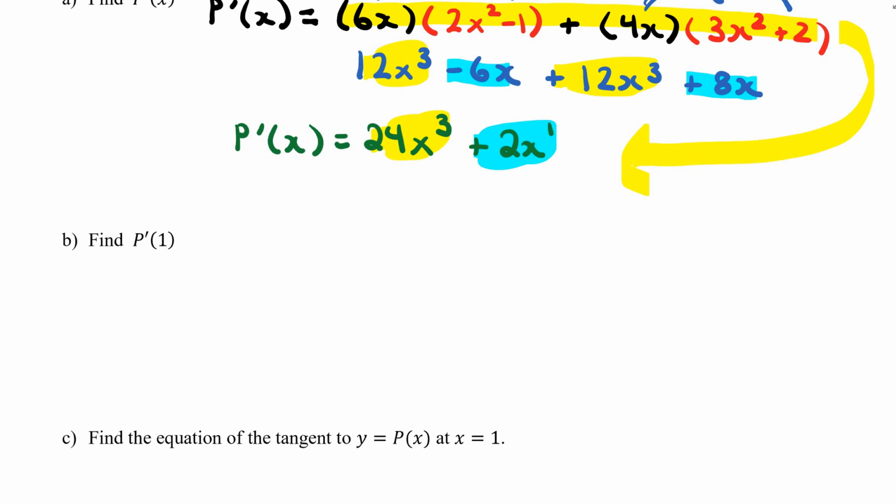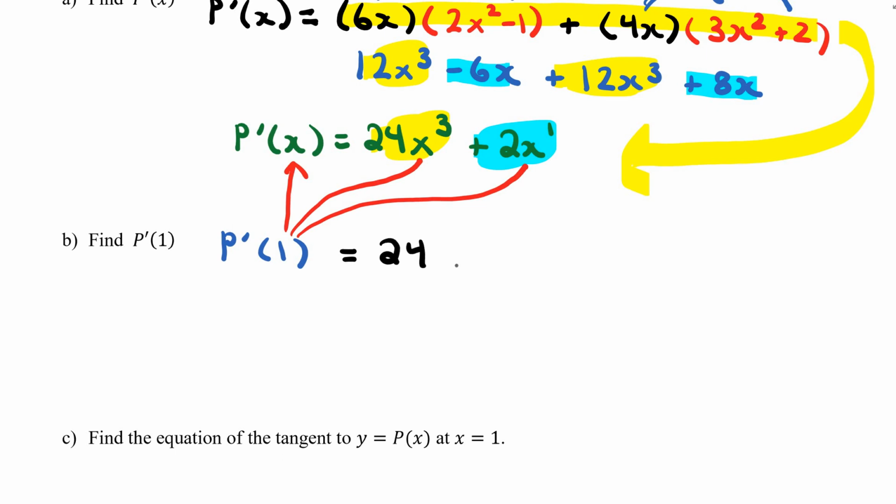Moving on to example B, if I want to find p prime of 1, you just insert 1 for all the x's. So 1 would go here and 1 would go there. 1 is a very easy number to calculate. So 1 cubed is 1, and 1 times 24 is 24, plus 2 times 1, which is 2, and that will be 26. The last question, C, is find the equation of the tangent line when x equals 1.